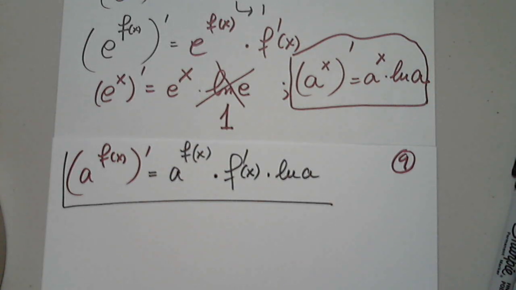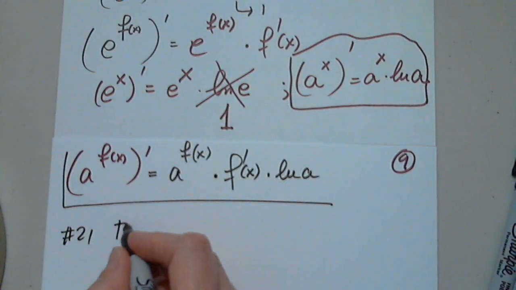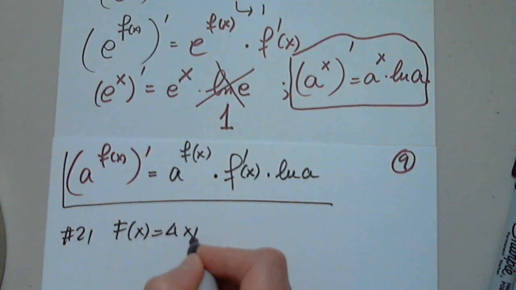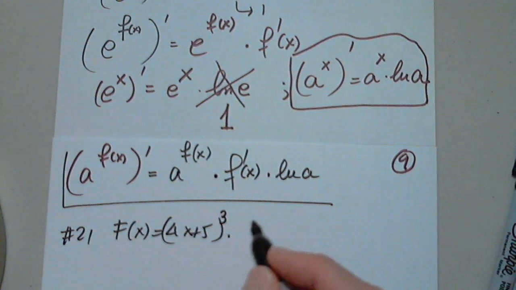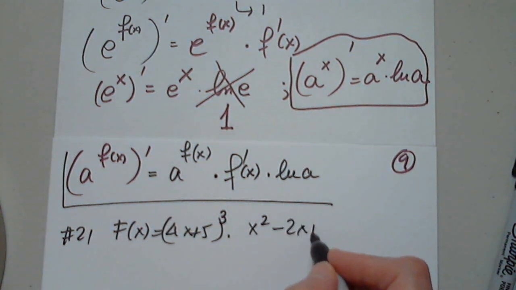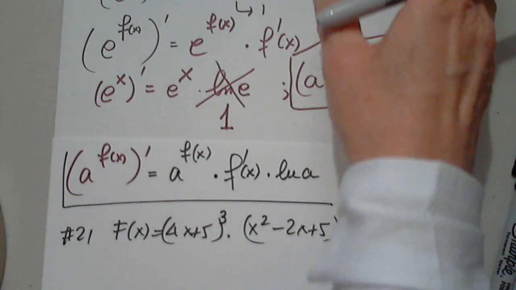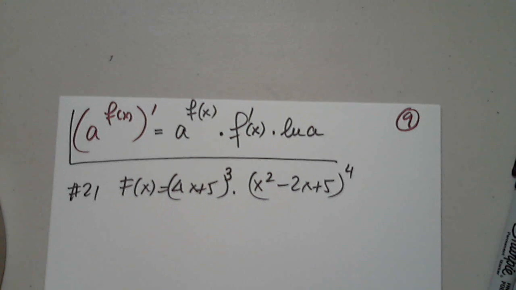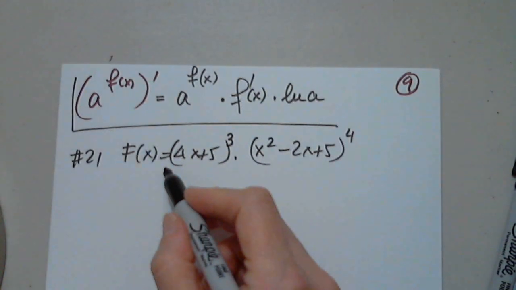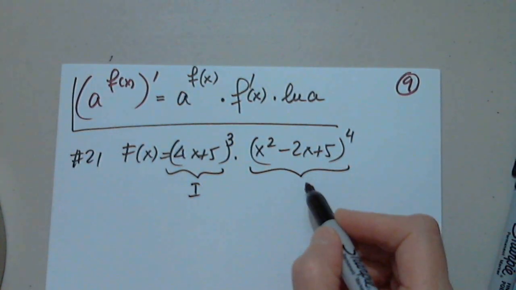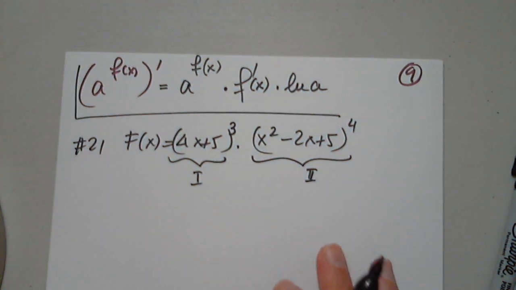So let's choose more chain rule. 21. Let's look at 21. So f of x equals 4x plus 5 to the third power times x squared minus 2x plus 5 to the fourth power. Awesome pick. Good. Great job. Okay, so this is function 1, and this is function 2. Which rules apply here?